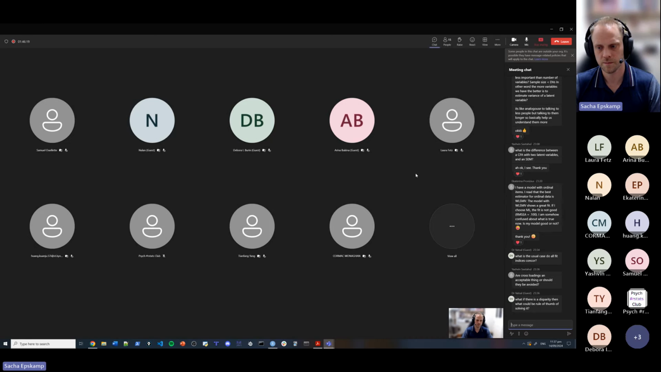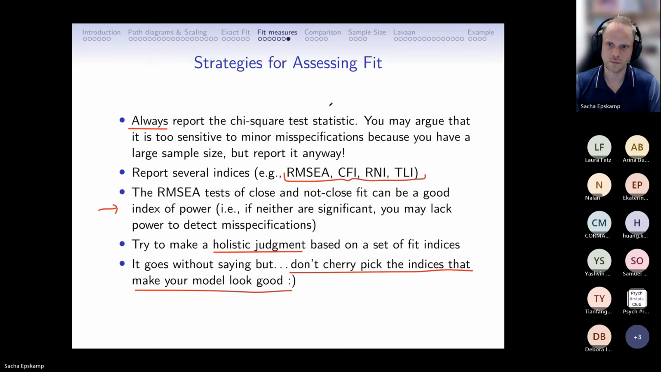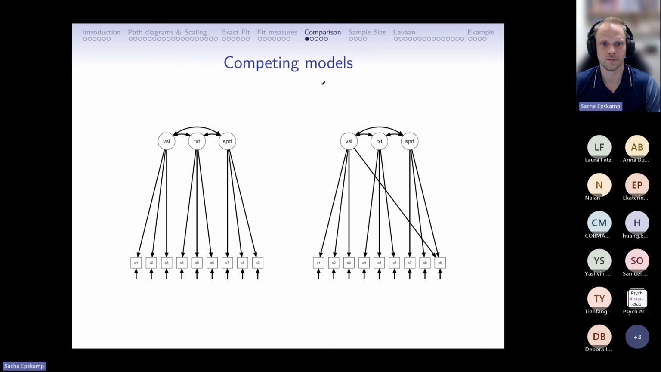All right. So I only have some slides left. I think I'll skip sample size and then I'll just go through the code. I want to quickly talk about model comparison because that's quite an important topic.